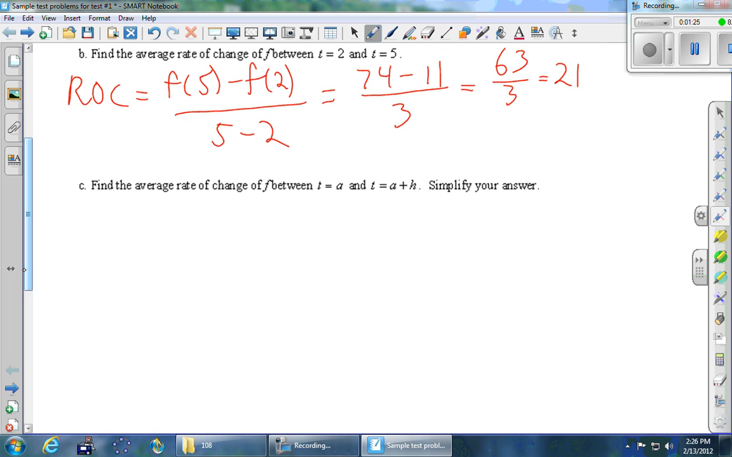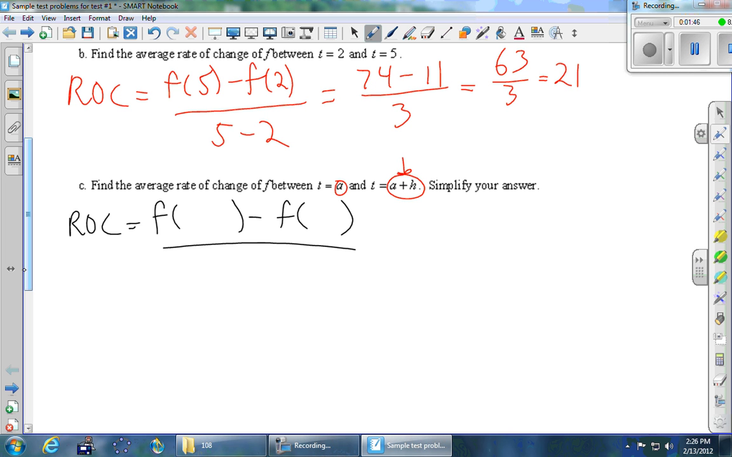Find the average rate of change between t equals a and t equals a plus h and simplify. Same idea. F of b minus f of a divided by b minus a. My a and my b, let's see, a is just a. My b is this whole thing. So let's plug that stuff into the formula.